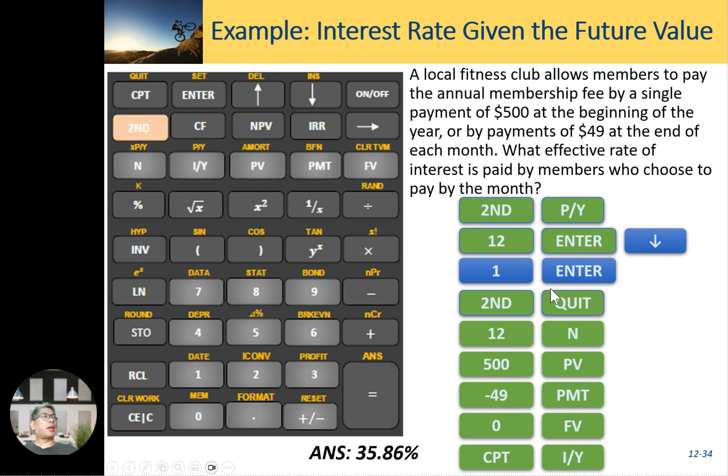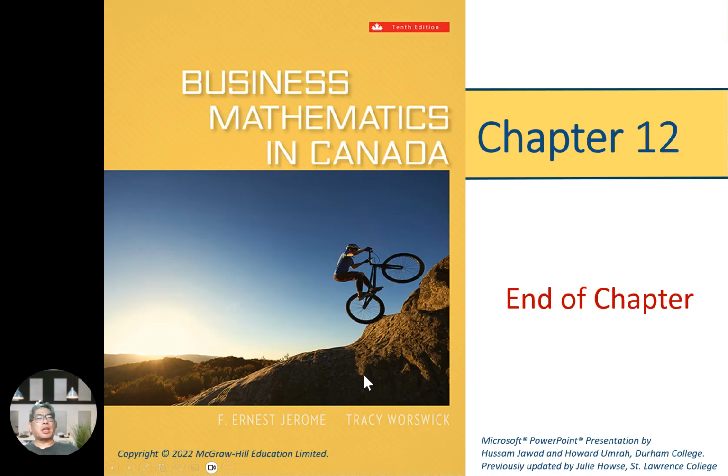Okay, for the rate, you get monthly, enter is 12 times, and then for the one, enter here 1 year. Okay, second, quit, 12 is N, and minus 500 PV, minus 49. Then you're going to compute 35.86%. So this basically concludes this chapter, guys.